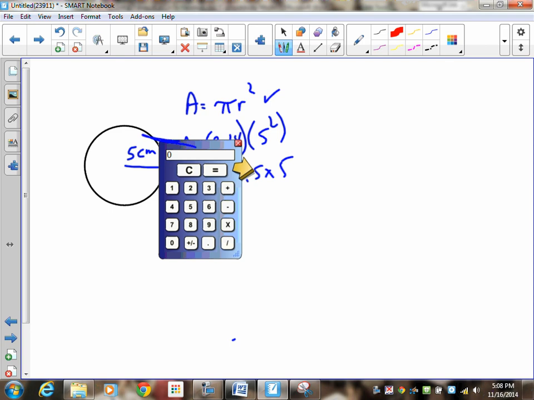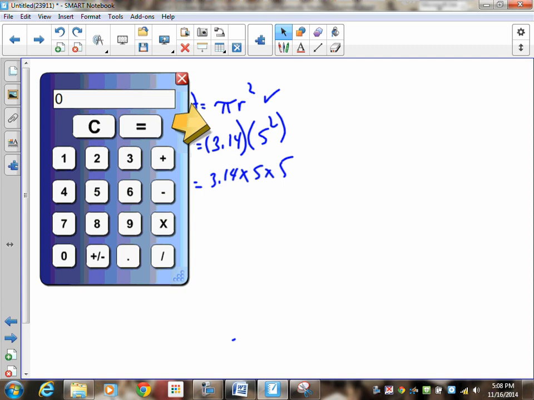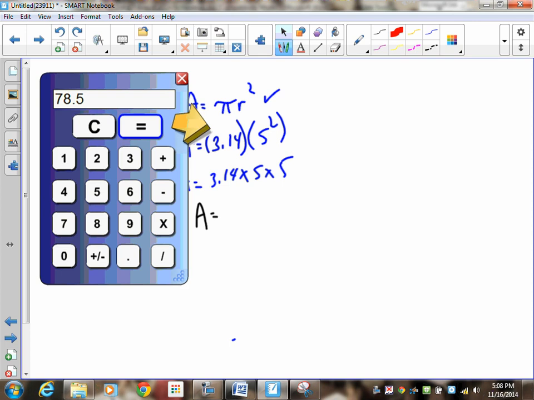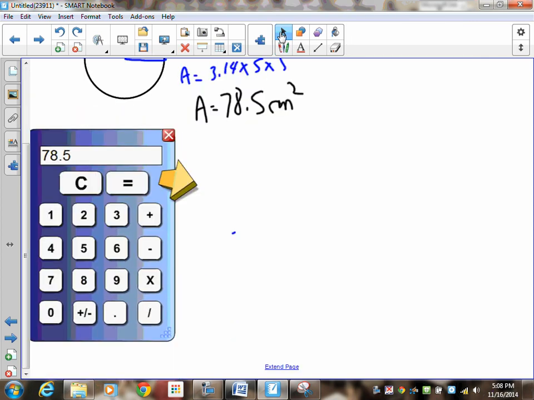Alright, so I'm grabbing this. 3.14 times 5 times 5. So 3.14 times 5 equals 78.5. So the area of this particular circle is 78.5. I was working in centimeters, so it's centimeters squared. Okay? Any questions on that one?